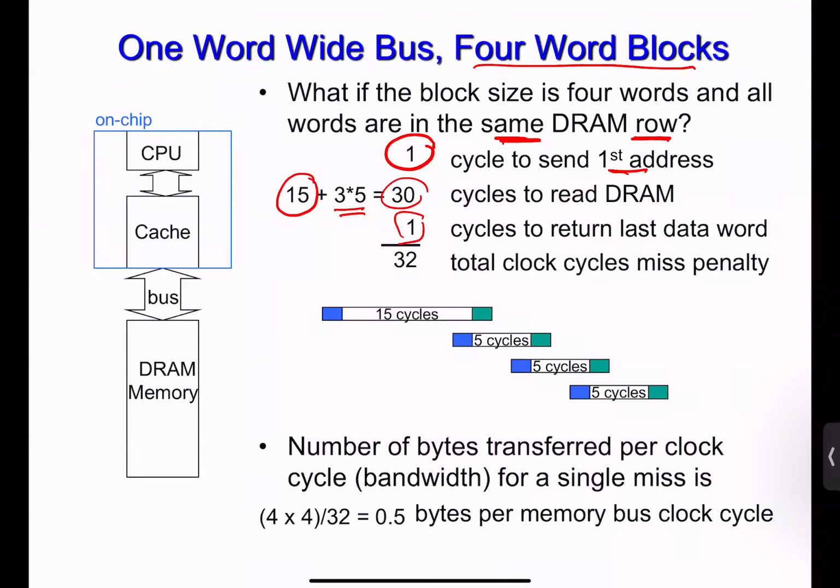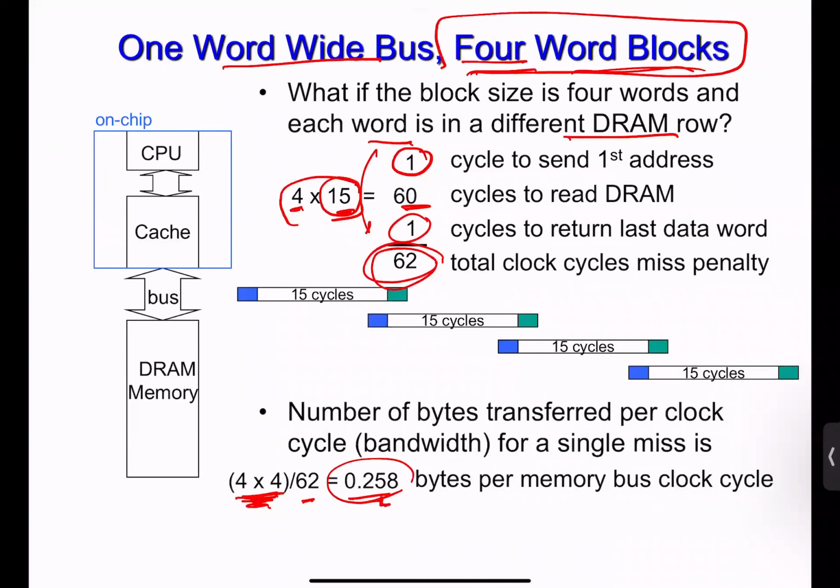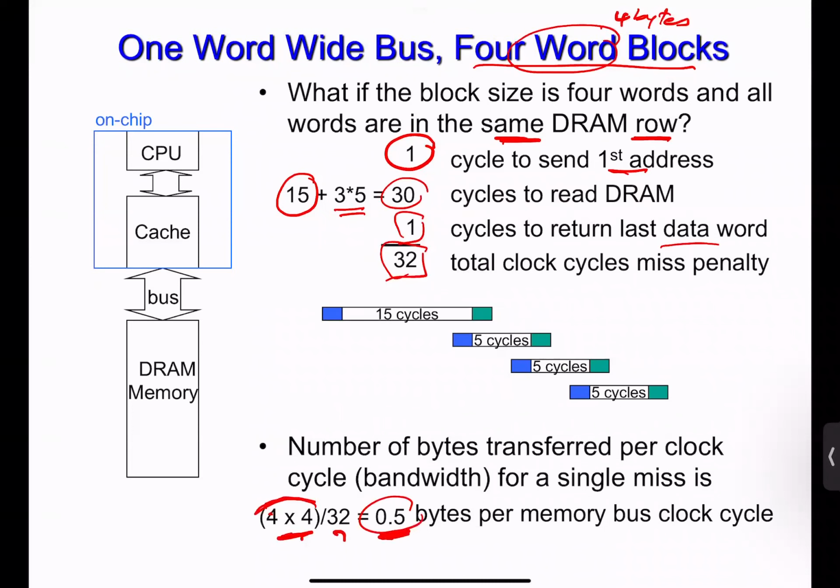Same 1 cycle to return the last data word. So the total will be 32. What is my bandwidth? It is 4 multiplied by 4. Why 4 multiplied by 4? Because I have 4 words and each word has 4 bytes. So 4 multiplied by 4 divided by 32 gives me 0.5. As you can see, as opposed to 0.2, of course this 0.5 is a much higher bandwidth. And this is, of course, expected since all the words are in the same row.